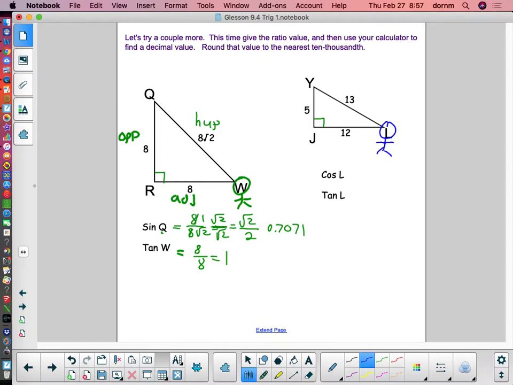Which side is my hypotenuse? 13. Which side is my opposite for this angle? And for this angle, this must be the adjacent. So the cosine of L would be what? Okay, cosine is adjacent over hypotenuse, so 12 over 13. And my tangent would be?